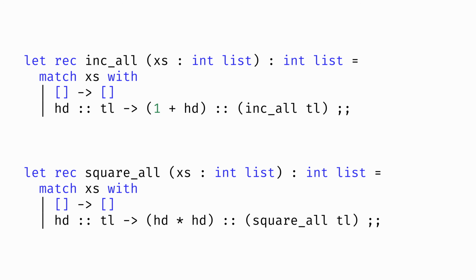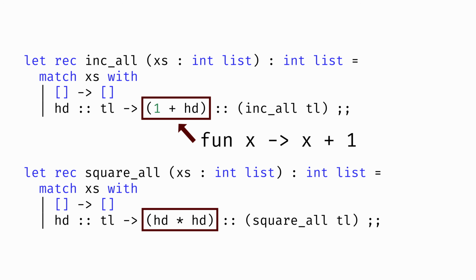In this case, the structure of these two functions is the same except for this section on their last lines, where we perform some computation on the head of the list. In one case, we're adding 1. In the other case, we're multiplying the number by itself. How would we characterize what's happening to the head in each case? We could describe what's happening to the head of the list using a function. In one case, we're essentially applying a function that adds 1 to the head of the list. In the other case, we're essentially applying a function that takes its input and multiplies it by itself.